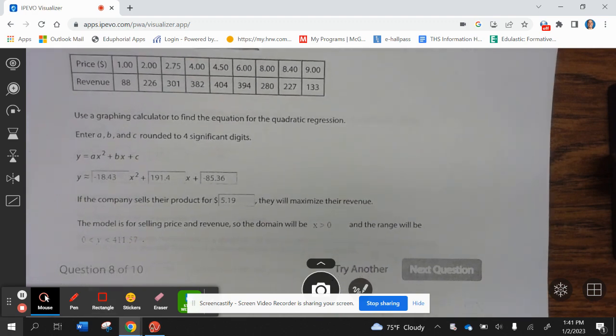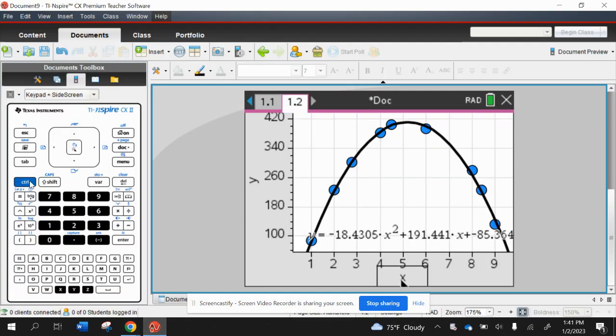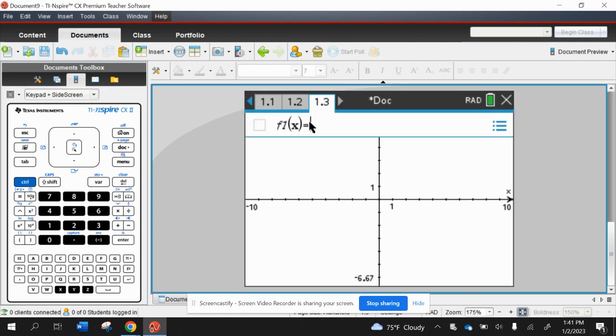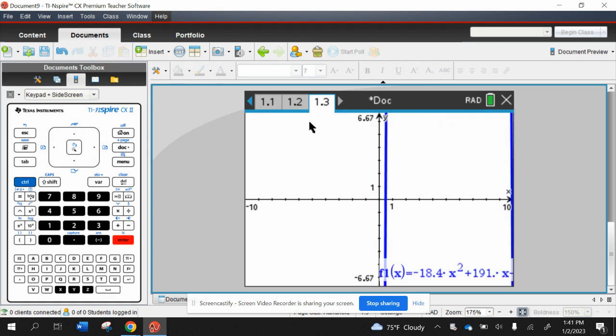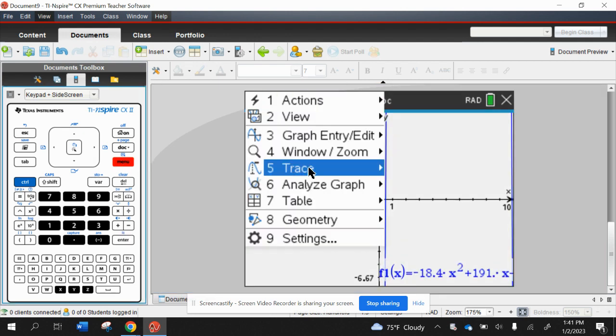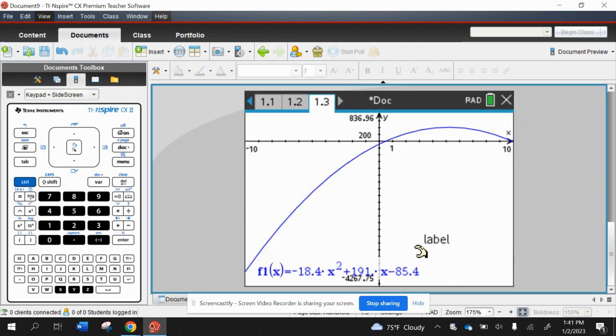Now, to find the maximum, we're going to do Control Doc add graph, and we're going to graph that equation. So negative 18.43x² plus 191.4x minus 85.36. Now we don't see the graph, so we're going to go to menu, window zoom, zoom fit.